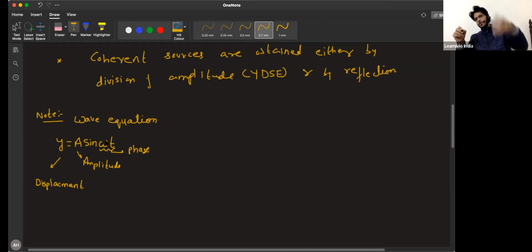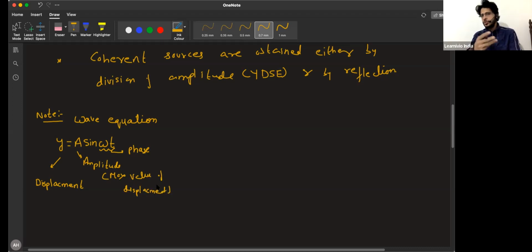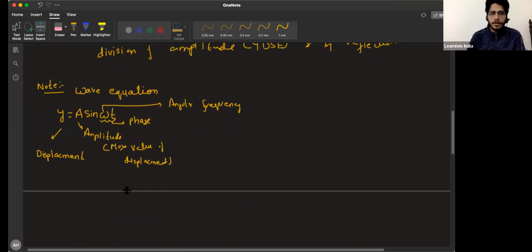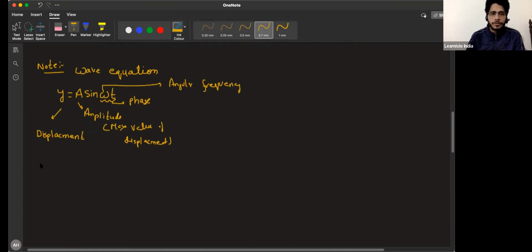Y is the displacement of the wave. Amplitude means the maximum value of displacement. You have already done this in electromagnetic waves. This omega here is the angular frequency. So it's not a new thing for you. That's your standard wave equation. After the standard wave equation, you're supposed to calculate the phase difference and then the path difference.